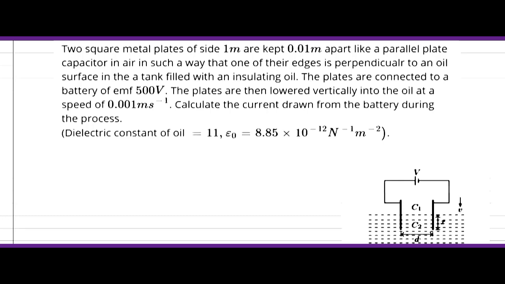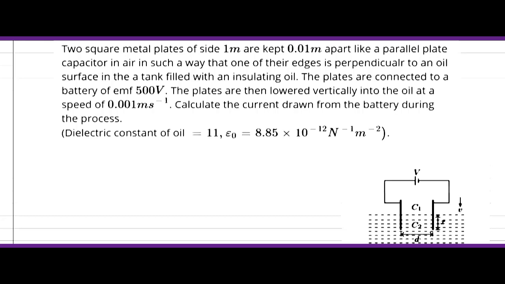Hello everyone. So the question is, two square metal plates of side 1 meter are kept 0.01 meter apart like a parallel plate capacitor in air in such a way that one of their edges is perpendicular to the oil surface in a tank filled with an insulating oil. The plates are connected to a battery of 500 volt. The plates are then lowered vertically into the oil at a speed of 0.01 meter per second. Calculate the current drawn from the battery during the process.